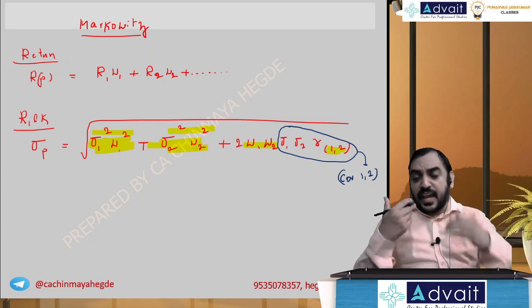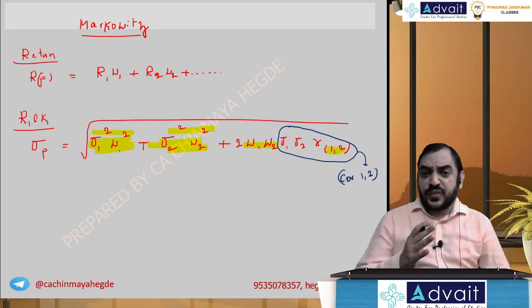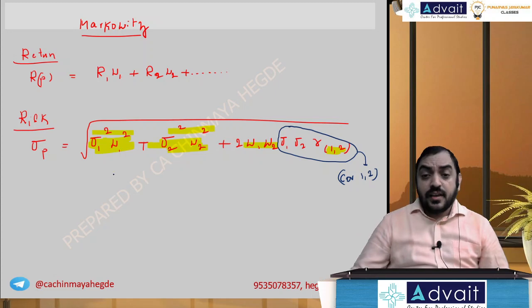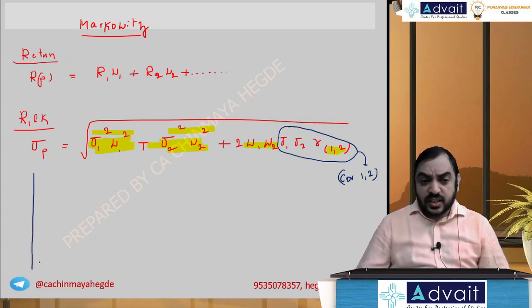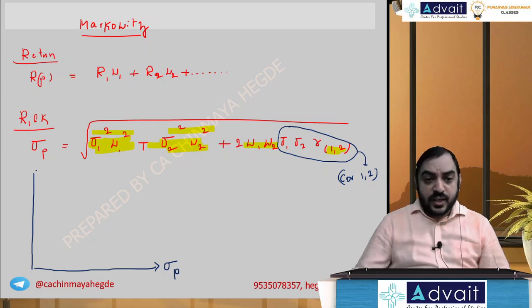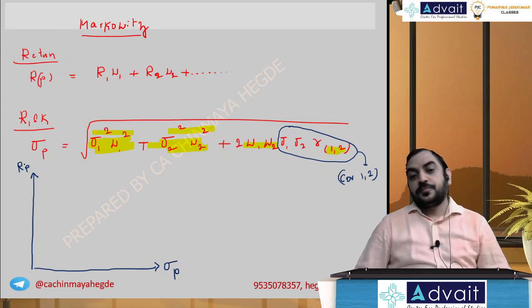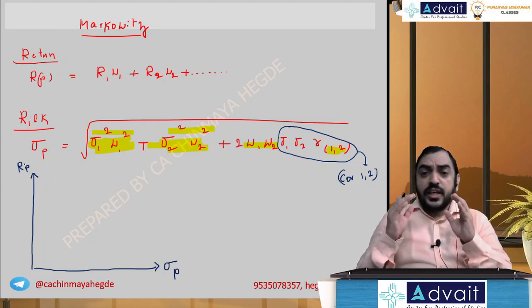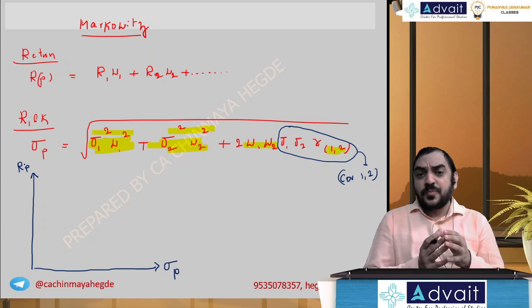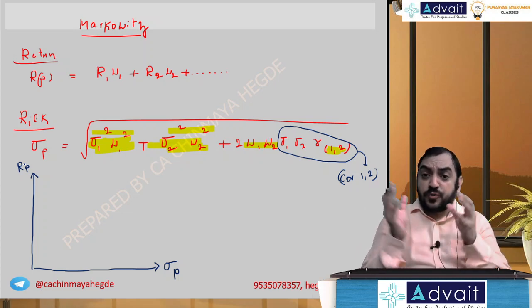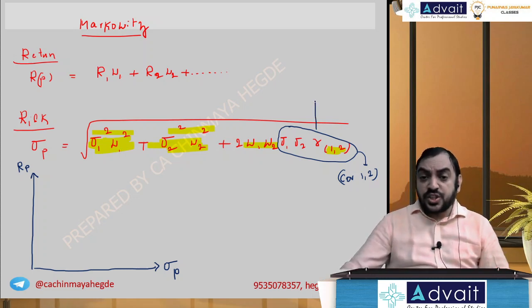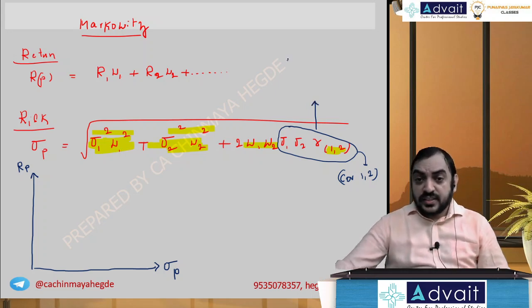So like this, if I calculate the risk of a portfolio and represent it in a graph, how does it look? He draws the graph like this: the x-axis is the standard deviation of the portfolio, and the y-axis is the return of the portfolio. And he says, if you want to reduce the portfolio risk, the securities should have negative correlation.